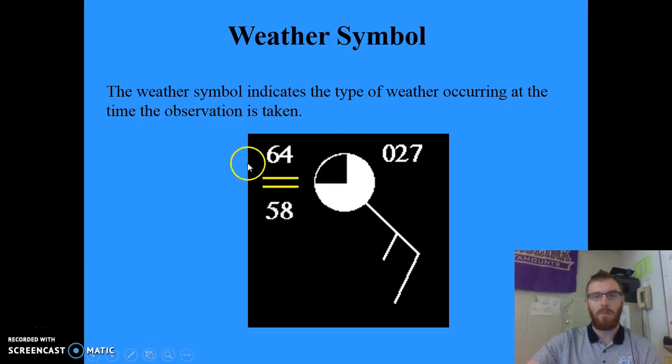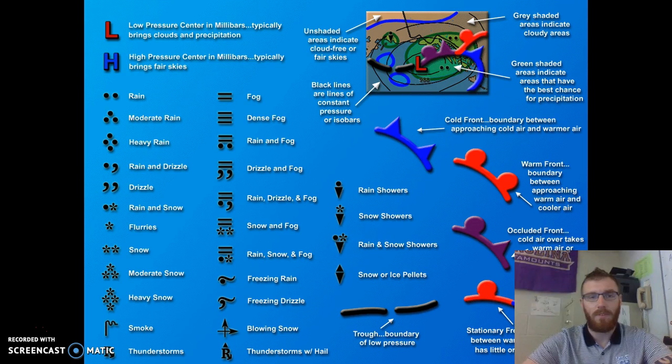Okay, the symbol in the middle stands for the current weather. And one of the reasons I just want you to know that this stands for the current weather is because there's a lot of symbols that describe types of weather, and you'll see that on the next slide here. So I just want you to tell me that that is the current weather. And you can see all of the symbols here.